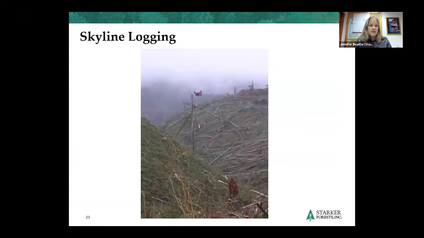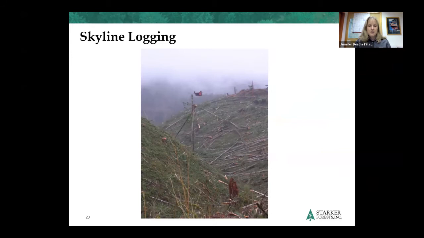So touching on Skyline Logging, Skyline Logging is a series of cables using the equipment called a carriage to pull the logs up to the landing, typically located on a ridge. These logs are in full suspension where they're hanging. Sometimes we also have a partial suspension where part of the log is up in the air and part of the log is touching the ground.